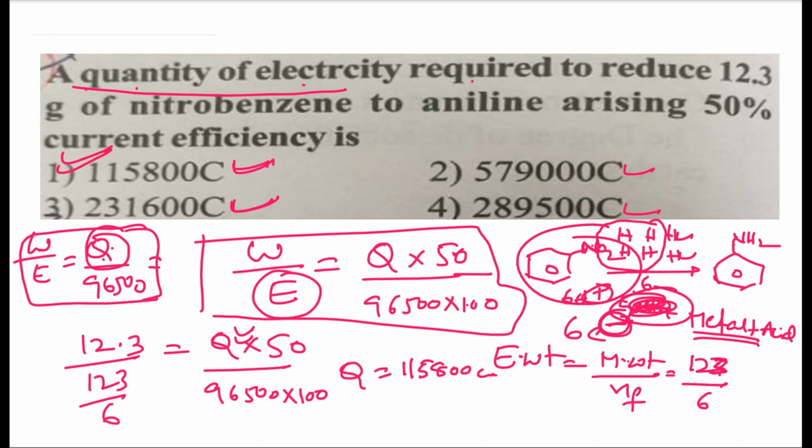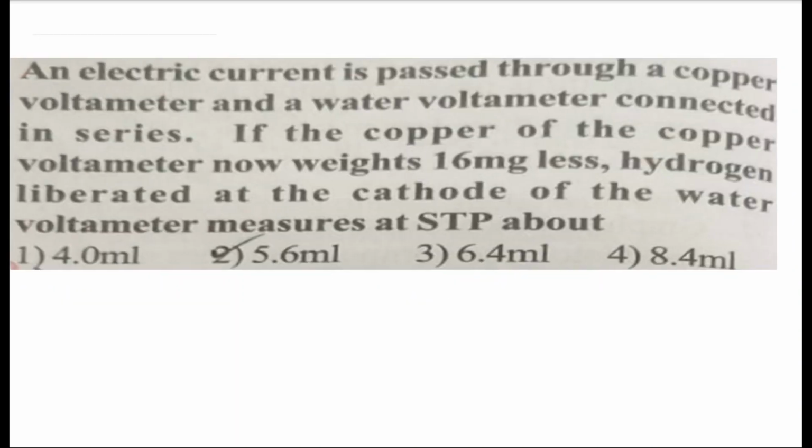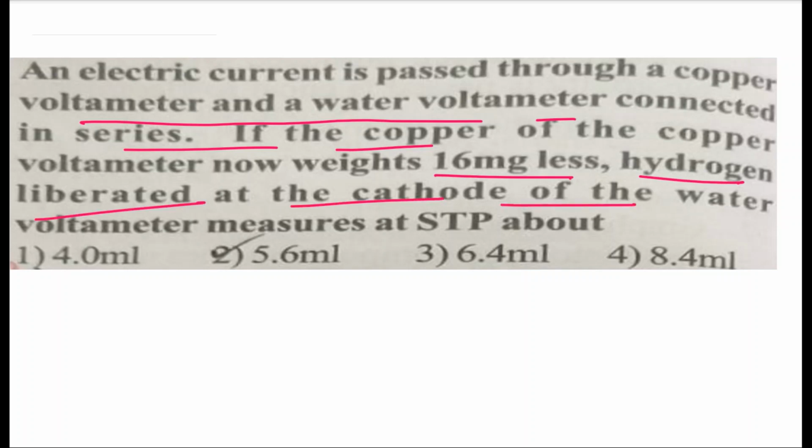So this is a very simple problem. I hope you understand. Coming to the sequence of formulas we are applying, that is the trick. Now this is a lengthy problem, but it is simple. You just see that. An electric current is passed through a copper voltmeter and a water voltmeter connected in series. Connected in series means it is nothing but Faraday's second law. The copper voltmeter weighs 16 mg, and the hydrogen liberated at the cathode in the water voltmeter measured at STP is.